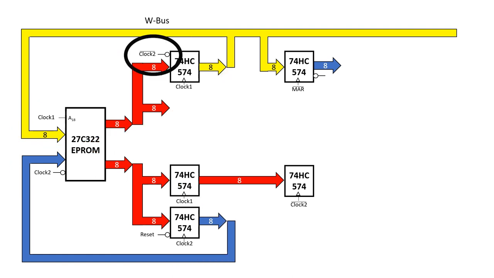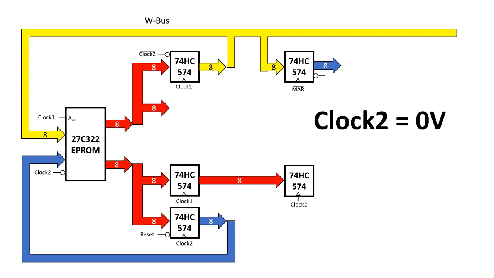On the upper 574, this is connected to clock 2 bar, so the output's only active while clock 2's high. The output enable on the lower 574 is connected to reset bar, so this is always driving the wires except during reset. I ignore the output of the EEPROM while clock 2 is high. So conceptually, it's like connecting clock 2 to the output enable of the EEPROM.